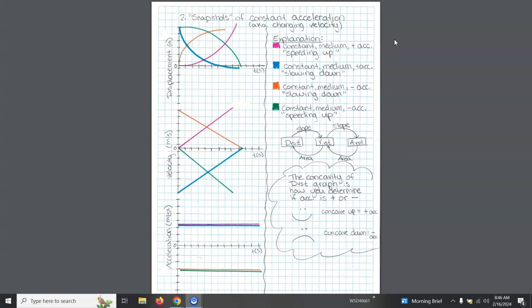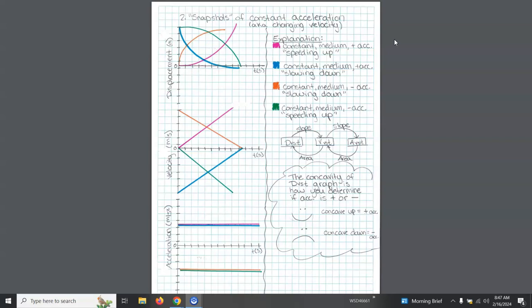Now, just to review, when velocity is positive and acceleration is also positive, the object will be speeding up. The same is said for when the velocity is negative and the acceleration is negative. When both of them have the same sign, they will be speeding up. But the opposite is true for velocity and acceleration with opposite signs. If velocity is positive and acceleration is negative, that object will slow down. Or if the velocity is negative and the acceleration is positive, that object will also slow down.